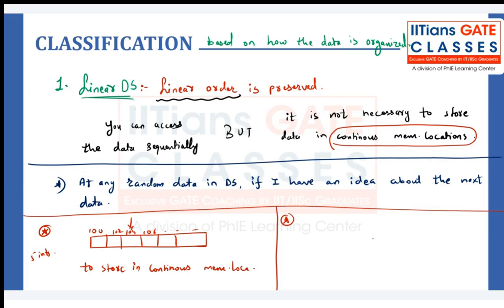Take the first part of my data at the 100th memory location. The second part of my data is at 204. The third part of my data is at 506. How do I maintain linear order now? Is there any mechanism that can help me maintain linear order? Among all the data structures that you know of, think about one particular data structure that uses this technique. What can I use if my data is not stored in continuous memory locations? Which mechanism will help me preserve the linear order?